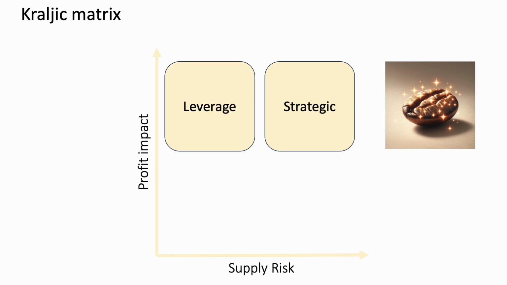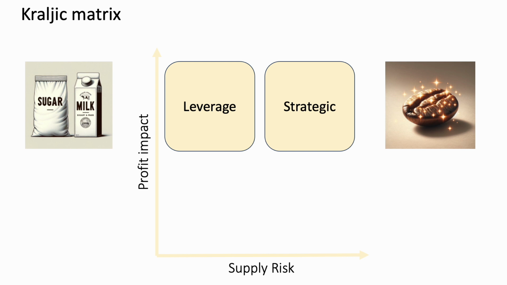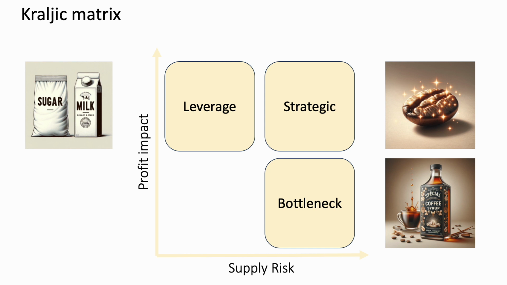Leverage items. Items like milk or sugar, which are essential but readily available from various suppliers, fall here. They carry a low market risk but are high in cost or value. The strategy is to use your buying power to negotiate better prices, ensuring cost-effectiveness without compromising on quality. Bottleneck items. These could be unique syrups or specific machine parts with a high supply risk but low value. They're not frequently purchased but are essential to your operation. Securing long-term contracts and finding reliable suppliers or alternatives for these items can mitigate the risk of running out.